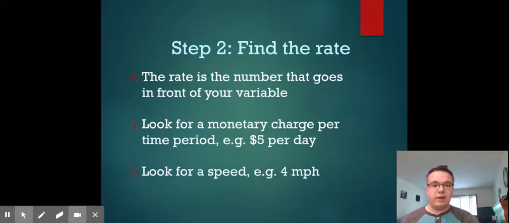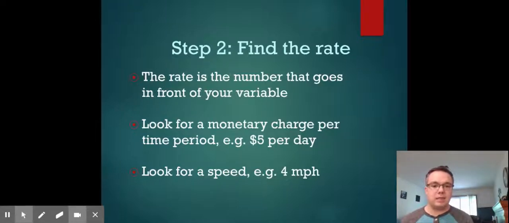After we declare our variable, we're going to read through the problem again. We found what we're looking for. Now we're going to find a rate that is related to what we're looking for. A rate is the number we're going to put in front of our variable. So if we're doing a problem that has to do with money, we're going to look for things like per day, per week, per year, per hour. So $5 per day, maybe you pay rent, which is $140 per month. Something for money over time.